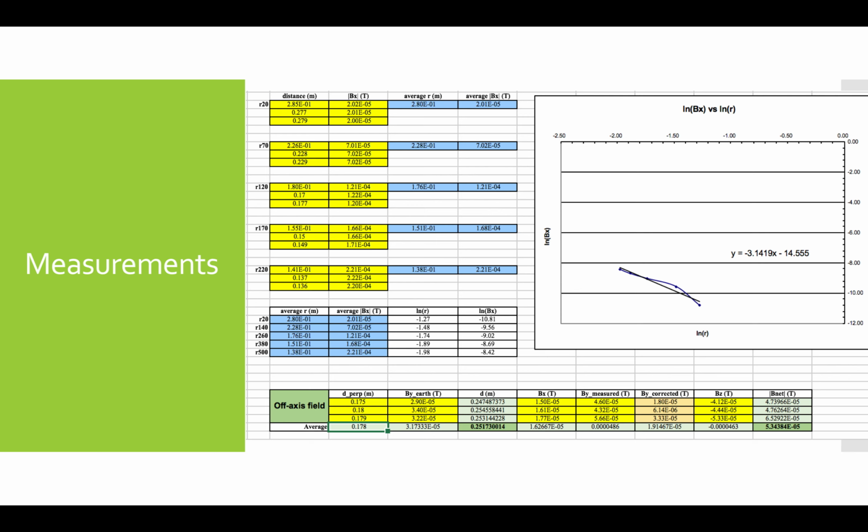So this is all of my data. If you want to look through it, it's fairly consistent, so that's good. And we got a distance dependence of negative 3.14 from my y equation, which is reasonably accurate, as my TA said that we should be looking for a value of roughly 3, so that's pretty close.